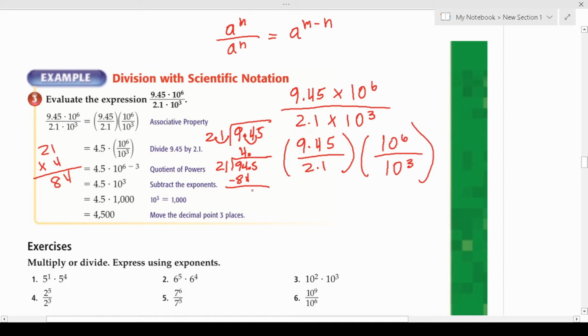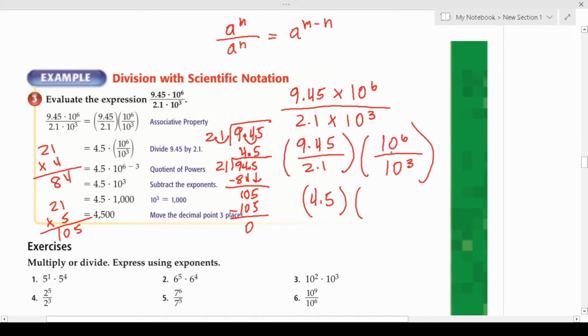94 minus 84 is going to be 10. Let's drop down this 5. And now the question is, how many times does 21 go into 105? That's going to be 5 times. And if you need to, you can work this one off to the side. 21 times 5. 5 times 1 is 5. 5 times 2 is 10. So we can see that 21 times 5 is exactly 105 with no remainder. Therefore, we know 9.45 divided by 2.1 is 4.5.